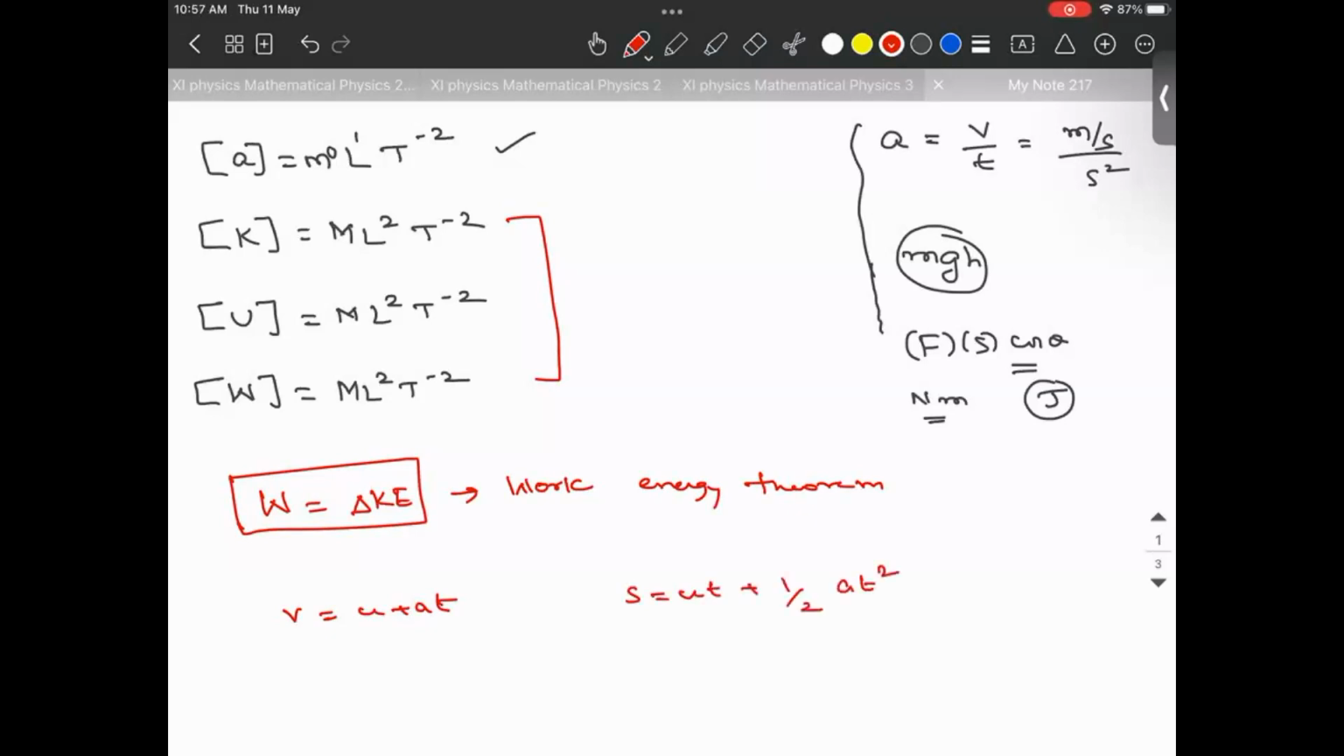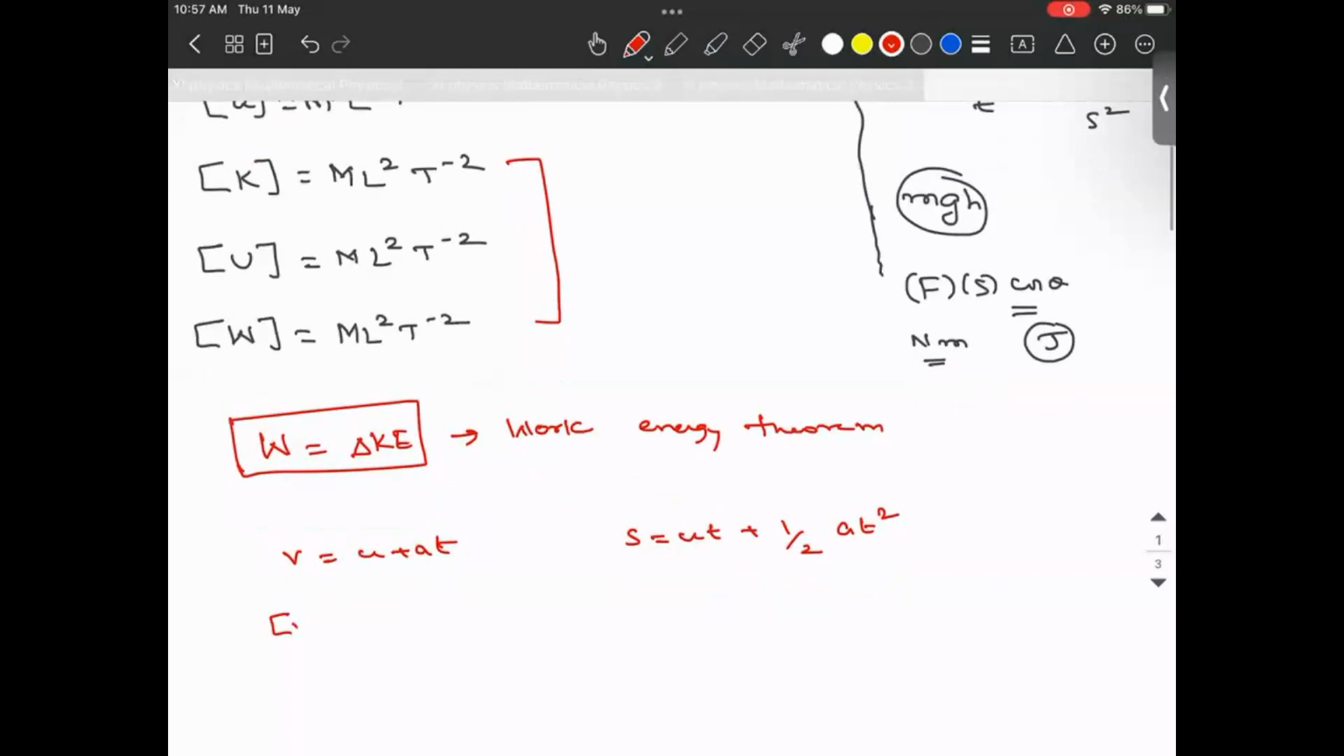Remember, whenever you're writing a formula, which is basically called as a mathematical expression, you will be able to equate two physical quantities only if they are dimensionally consistent. Meaning, whatever is the quantity that is there on the left hand side should have the same dimensional formula as that on the right hand side. Meaning of it is, the dimensional formula of V should be equal to the dimensional formula of U plus the dimensional formula of A multiplied with dimensional formula of T.